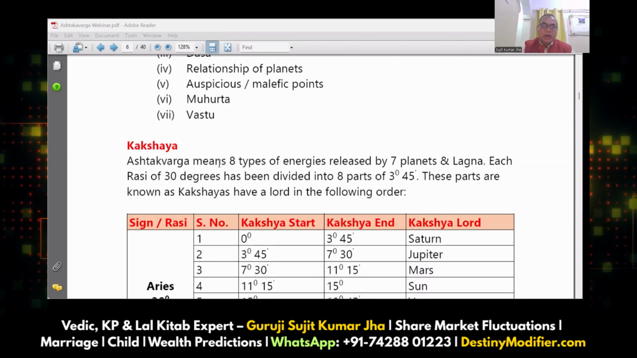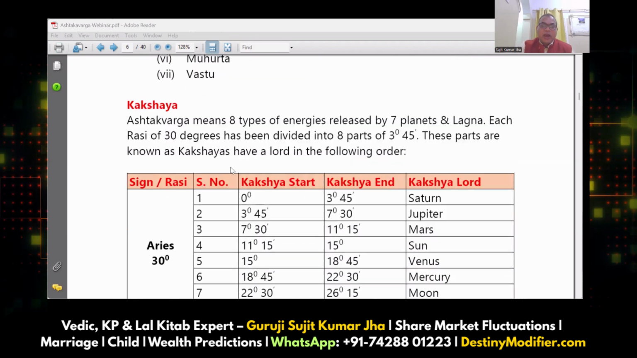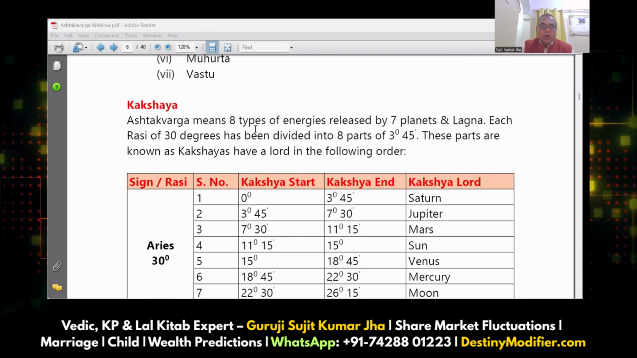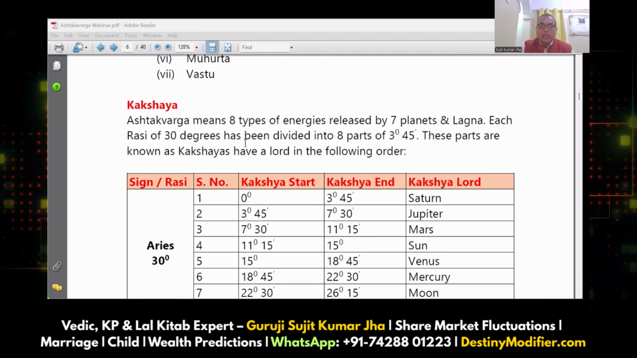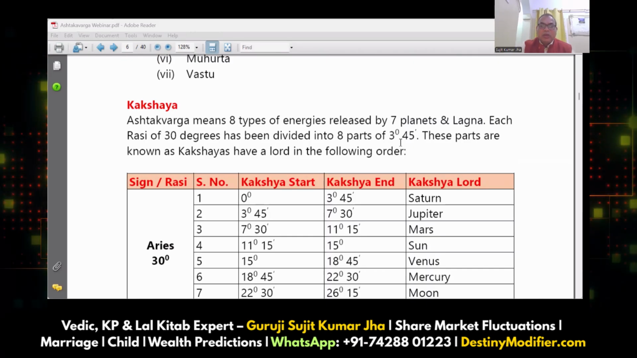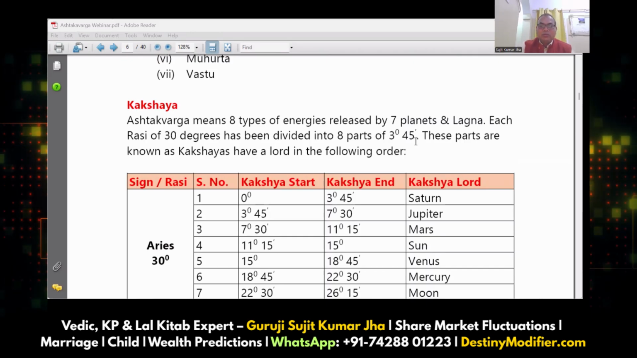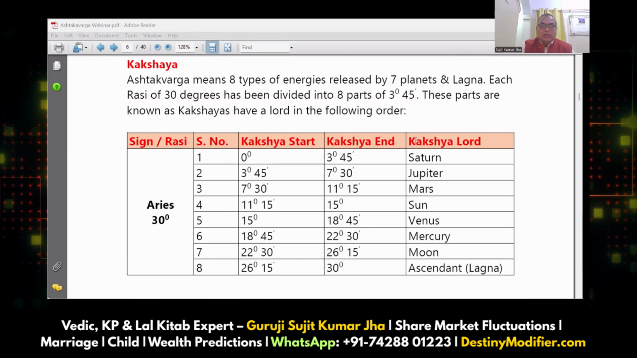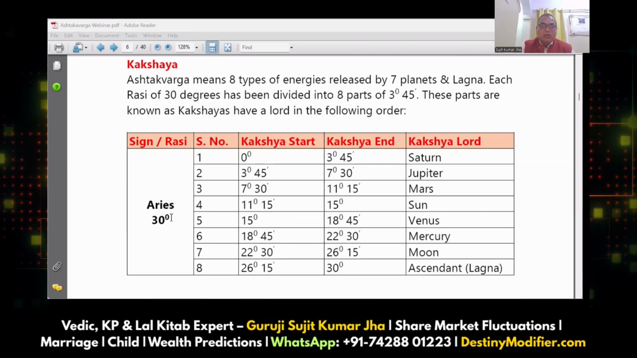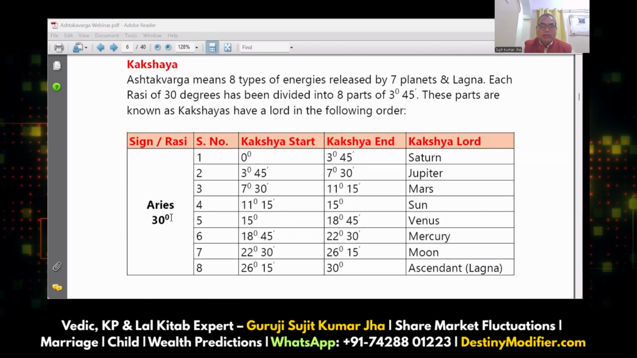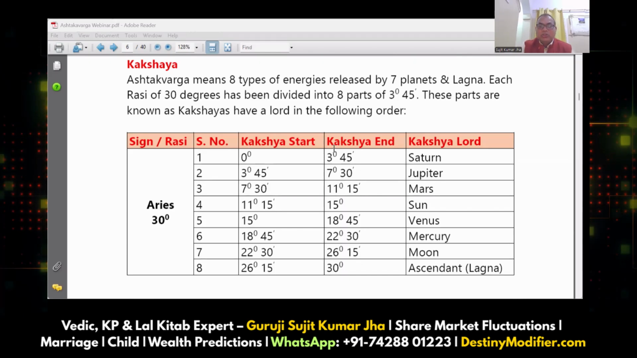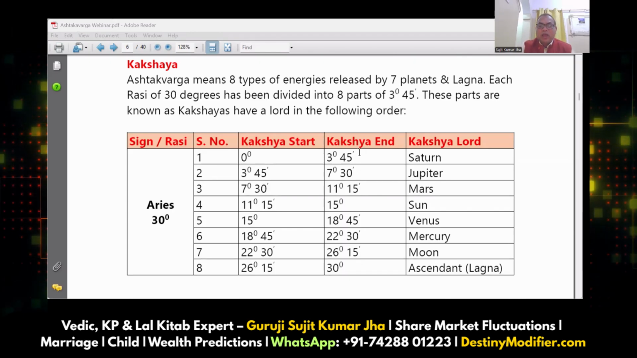In every Ashtakavarga, every sign is divided into 8 parts. We know every sign is 30 degrees. If we divide 30 degrees by 8, every part comes to 3 degrees 45 minutes. So in Kaksha, take the Aries sign as an example, we divide it into 8 parts. The first part is 0 to 3 degrees 45 minutes.